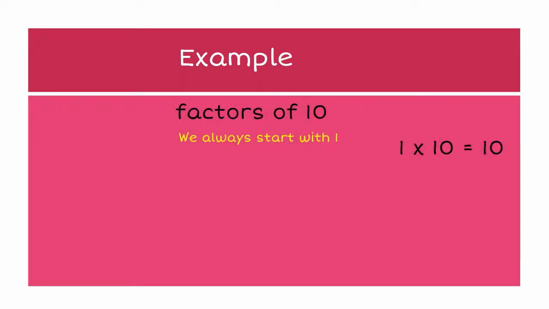Here's an example. How can we find the factors of 10? We always start with 1. 1 times 10 makes 10, so we add 1 and 10 to our list.